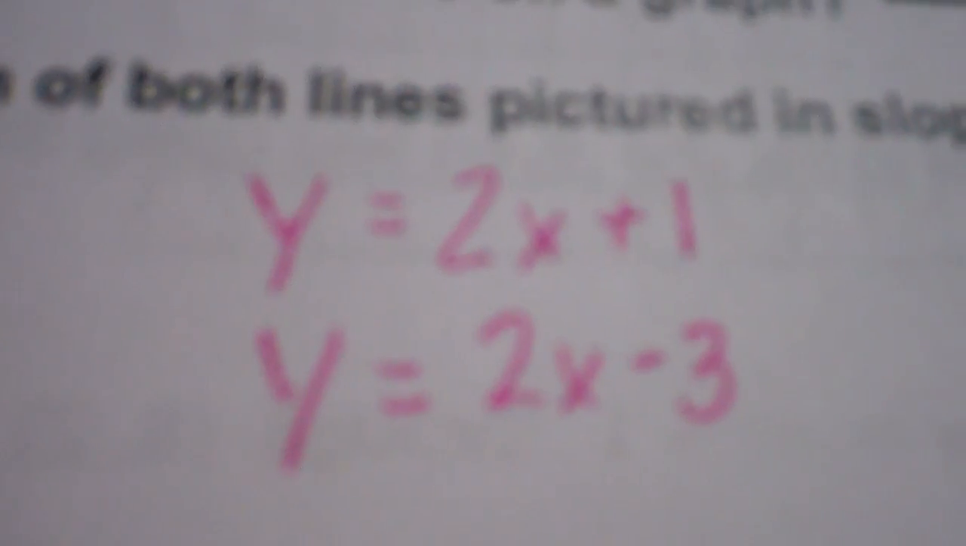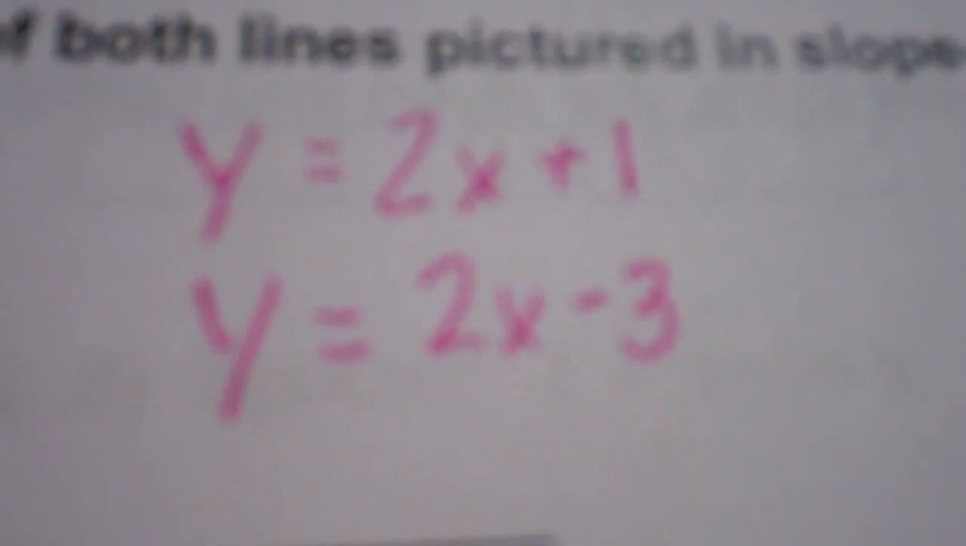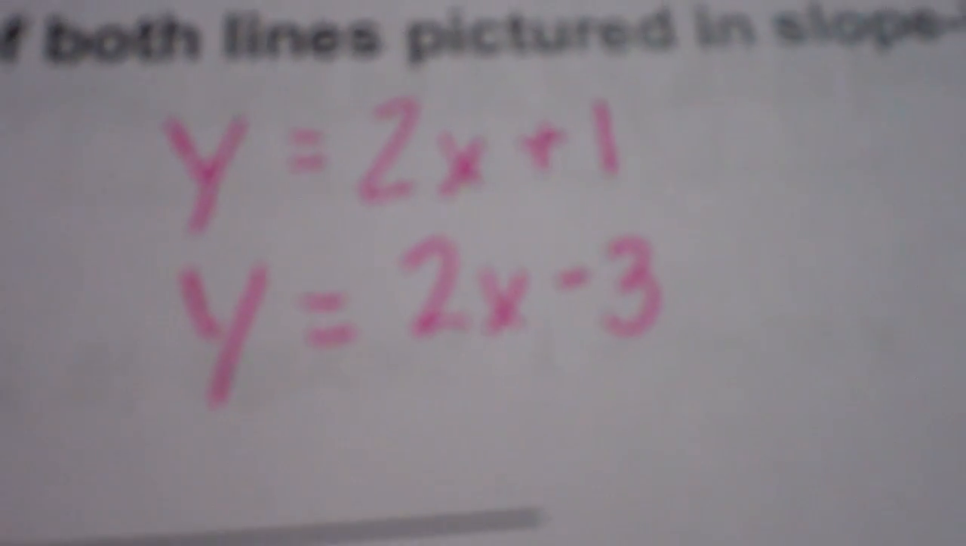What do you notice about these two lines? What do they have in common? Yes, they have the same slope. And when you think about it, slope is just a rate of change. So as long as they're always rising and running the same amount, they will never cross.